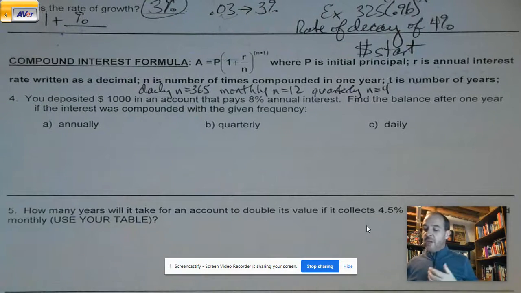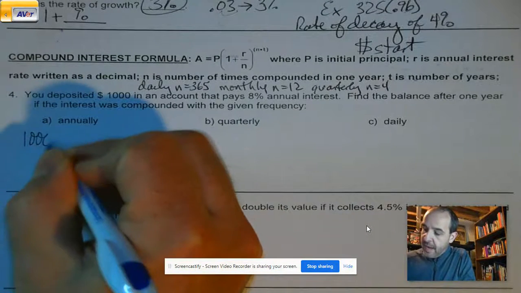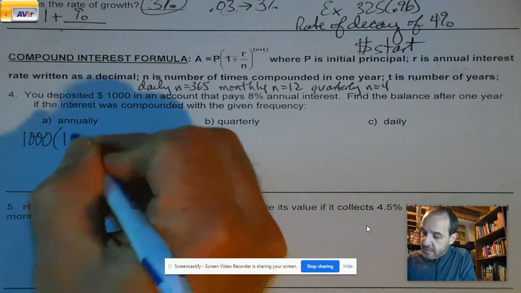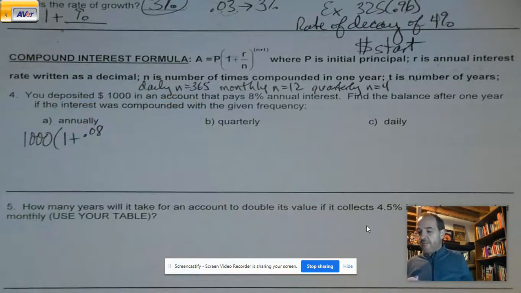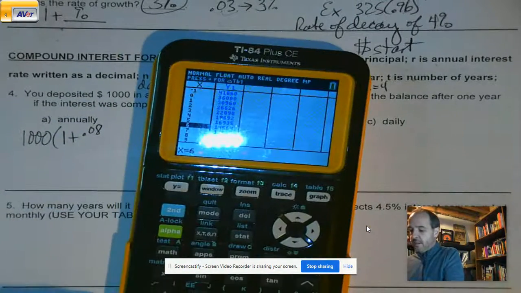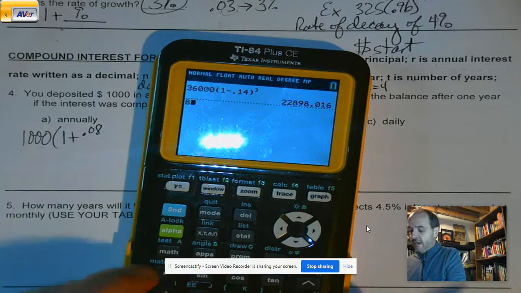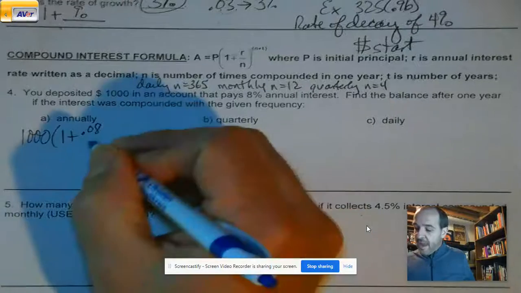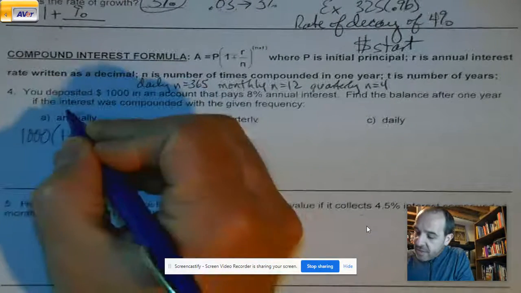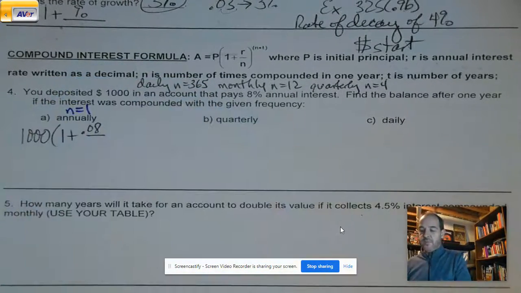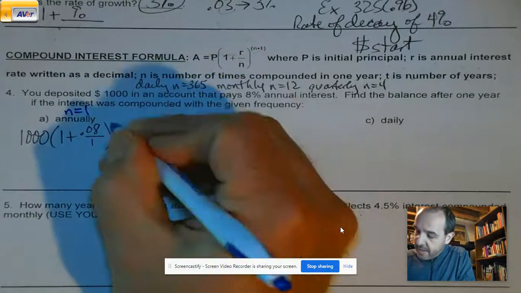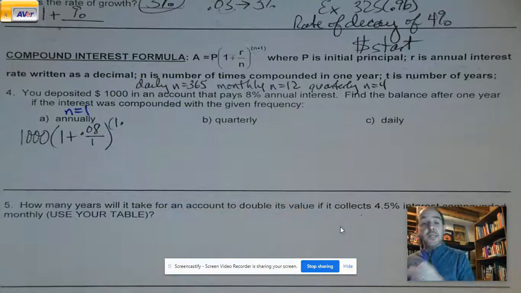So here we go. We're going to start with letter A here. You deposited $1,000 in an account. That's my P. That pays 8% annual interest. And if you're ever not sure on one of those, again, 8 divided by 100. The decimal will be right there, and then I can use it. Now, N, annually. Annually means it happens once a year. So my N value would be 1. And then my little exponent up here is N times T.